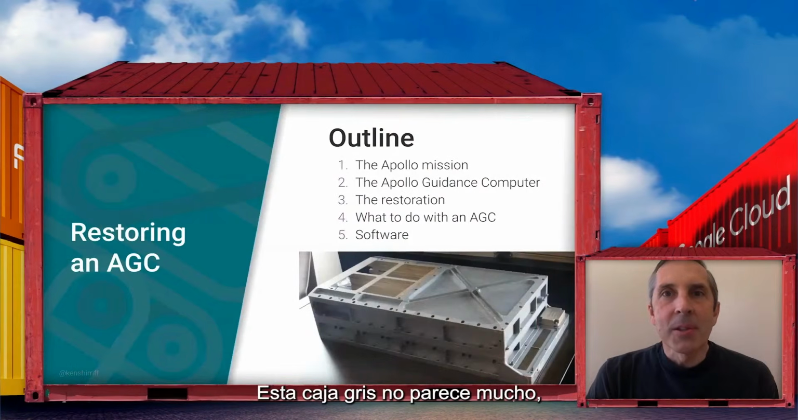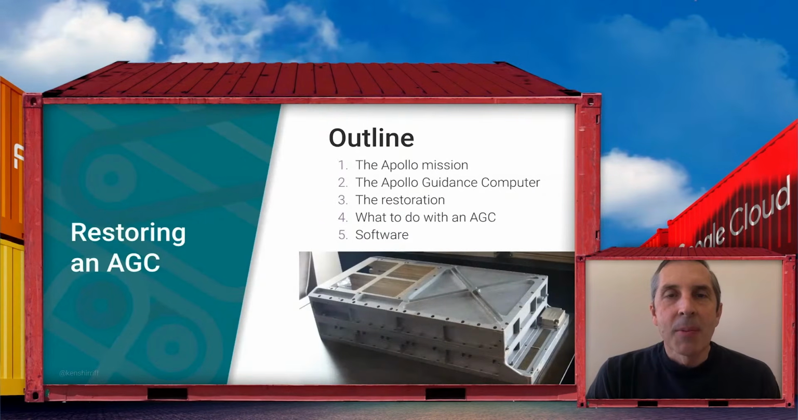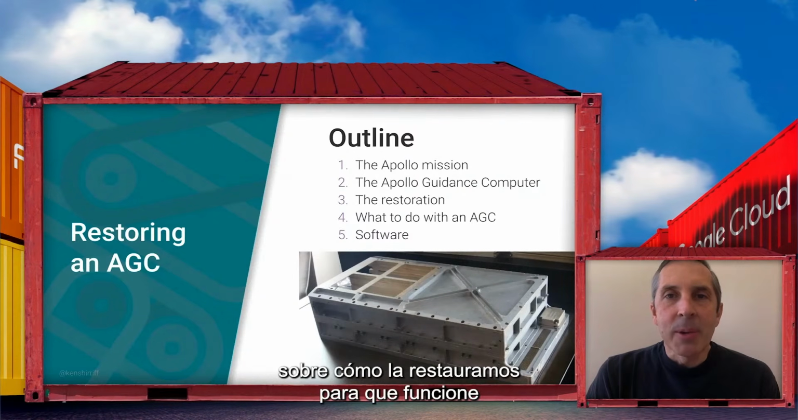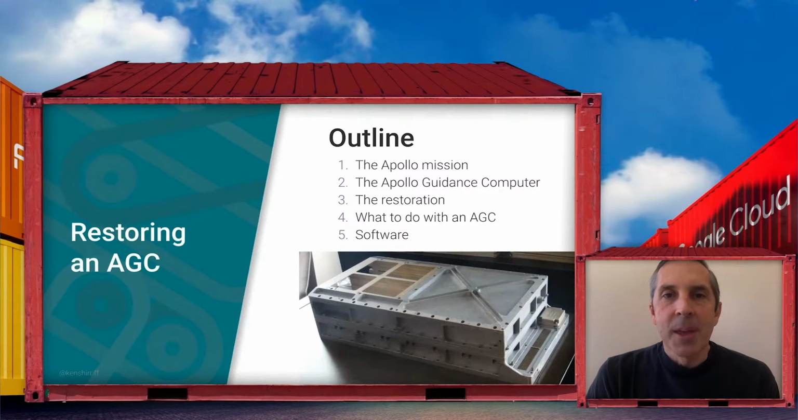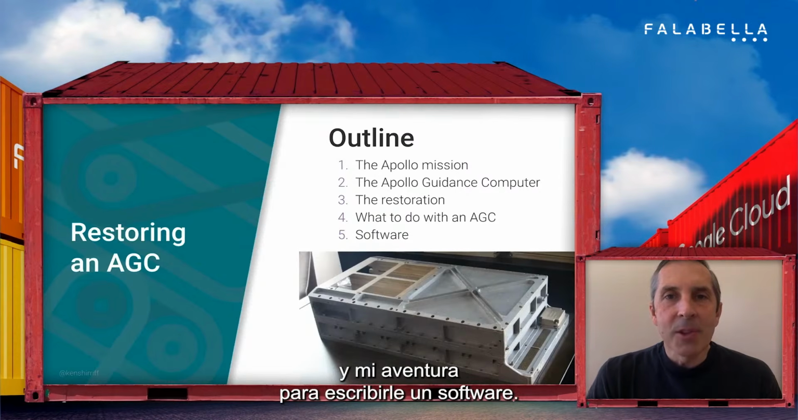So this gray box doesn't look like much, but it's the Apollo guidance computer, or AGC. I'm going to briefly discuss Apollo and then talk more about the guidance computer. Then I'll explain how we restored an AGC to working condition and what we did with it once it was running. Finally, I'll talk about the AGC software and my adventure writing software for it.